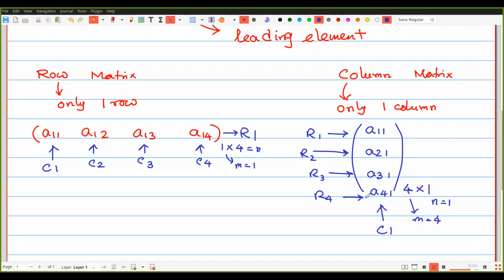Now, these two matrices, row matrix and column matrix, also have some different names. Row matrix is also called a vector, and column matrix is also called a tuple. Sometimes it is pronounced differently, but in most cases it is pronounced as tuple.